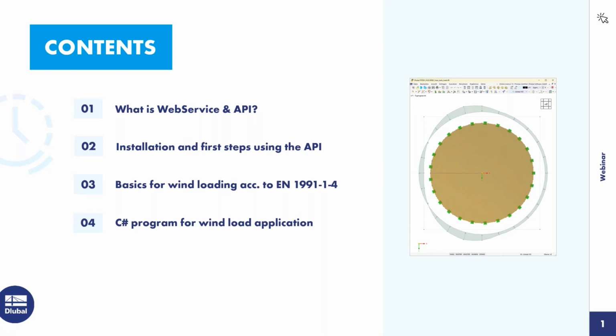Here is the content of my presentation and also my webinar. During the first chapter, I'll be talking about what a web service and API are. Then I'll show you how to quickly install our C# library, plus the first steps with using our API. Then I'll talk about some basics of wind load according to the Eurocode, and then I'll show you how to do it programmatically so that you can develop your own tool which will generate the wind load on the dome or the cylindrical structures.